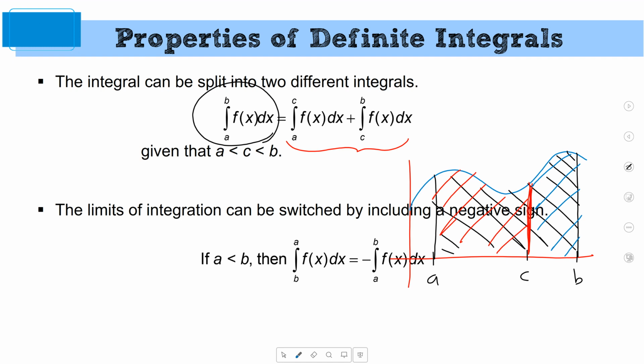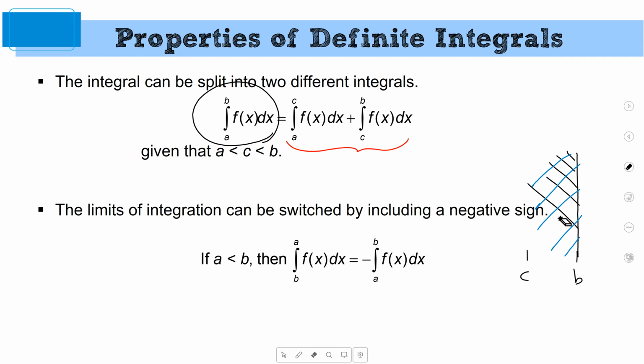This is a big one. So big, I'm going to get my picture out of the way. Excuse me. When we are doing a definite integral, the lower limit of integration has to always be smaller than the upper limit of integration. It's not called the upper because it's on top, it's called the upper because it's a bigger value. In other words, B must always be bigger than A.